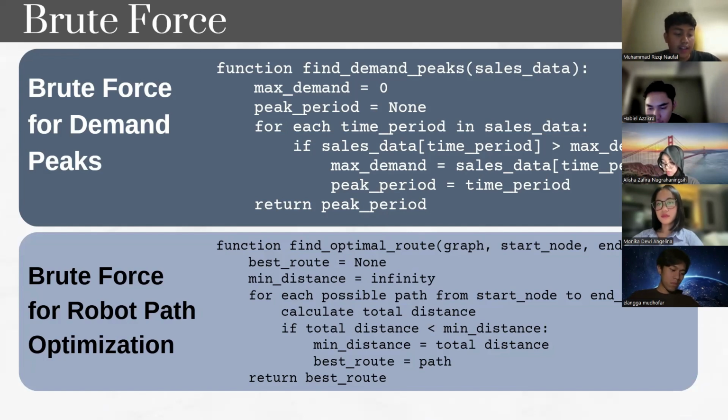Next for the robot path, we initialize the best route as none and minimum distance as infinity. Loop through all possible paths between start node and end node, calculate the total distance for each path and compare with minimum distance. If it's shorter, update minimum distance and store the path as the best route. And finally, return the best route with the shortest distance.